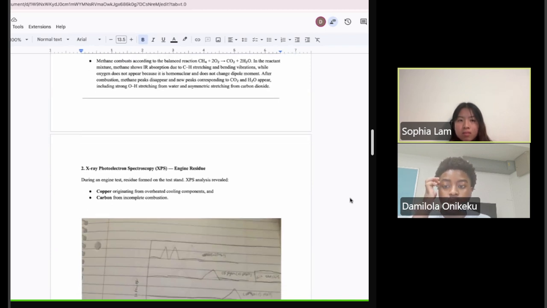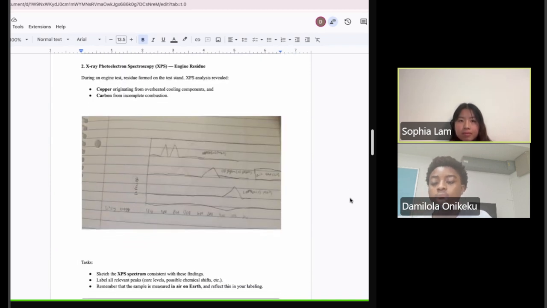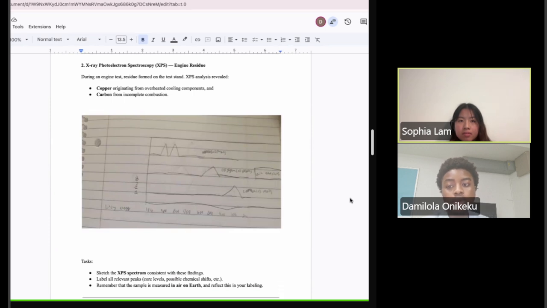Moving on to step two, the X-ray spectroscopy of the engine residue. We were asked to see the residue during an engine test from copper and carbon. As you can see in the chart, I wrote down each peak, showing the wavelength on the bottom and the residue at the top. It shows the top one having the most spikes being the copper, oxygen, which is just naturally in the air. We use that as a baseline. So it shows those spikes, and then copper or carbon at the end, bottom, which has the least amount of binding energy inside of it.